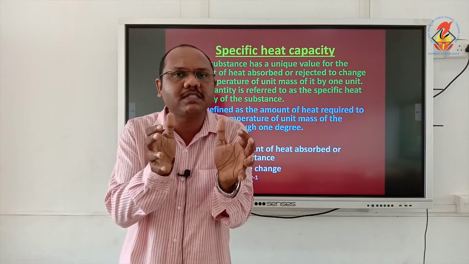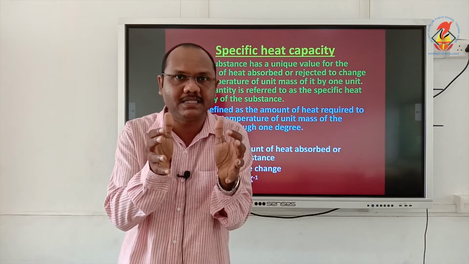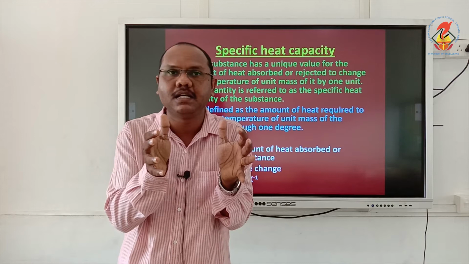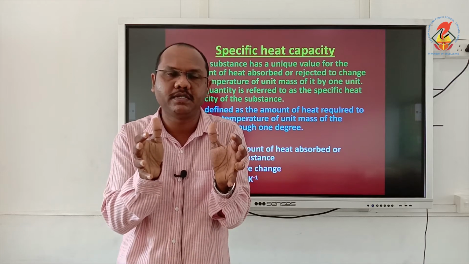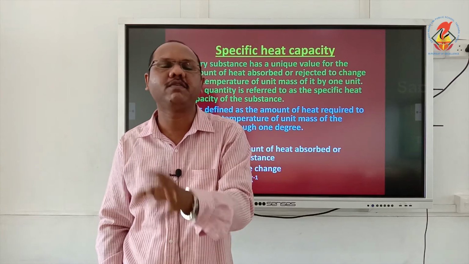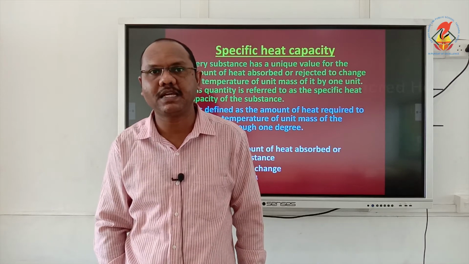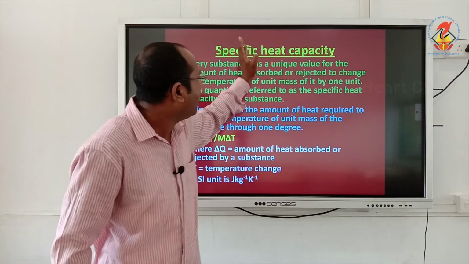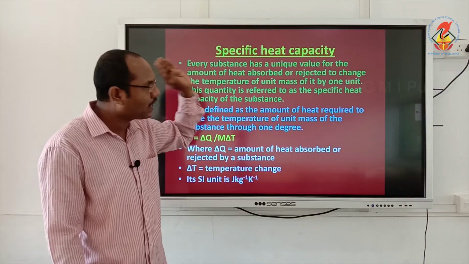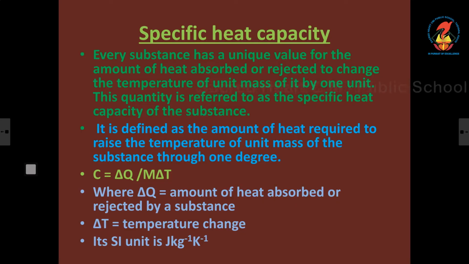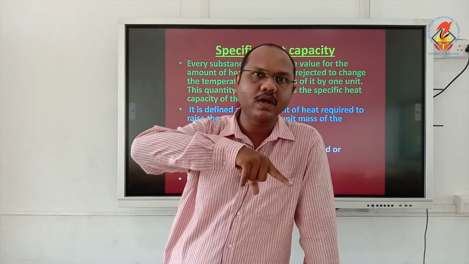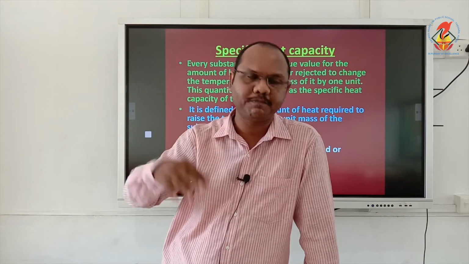So, the amount of substance is always stable. It is always steady. There is no change in the amount. 1 kg of substance by 1 degree. That is specific heat capacity. So, it is a unique value for a given substance. So, when I compare the specific heat of water and oil, water is having high specific heat.